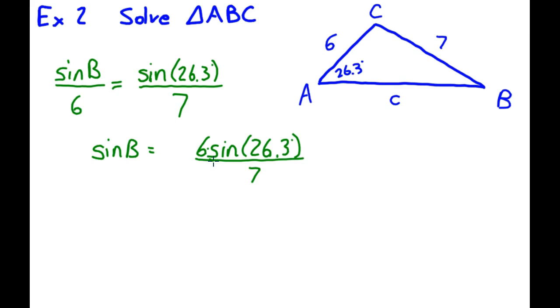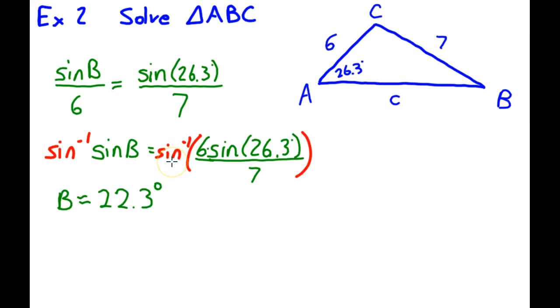Now, since we're trying to get B isolated by itself, that angle, we need to get rid of this sine function. So we have to take the inverse sine of each side of this equation: the inverse sine of the left side as well as the inverse sine of the right side. Because if we take the inverse sine on the left side, the inverse sine and the sine cancel out, leaving us just with the measure of angle B.